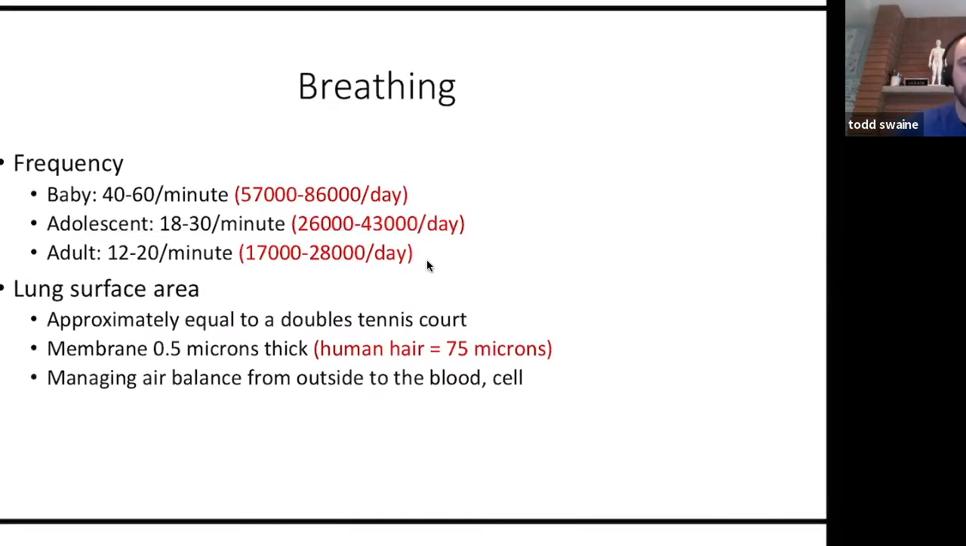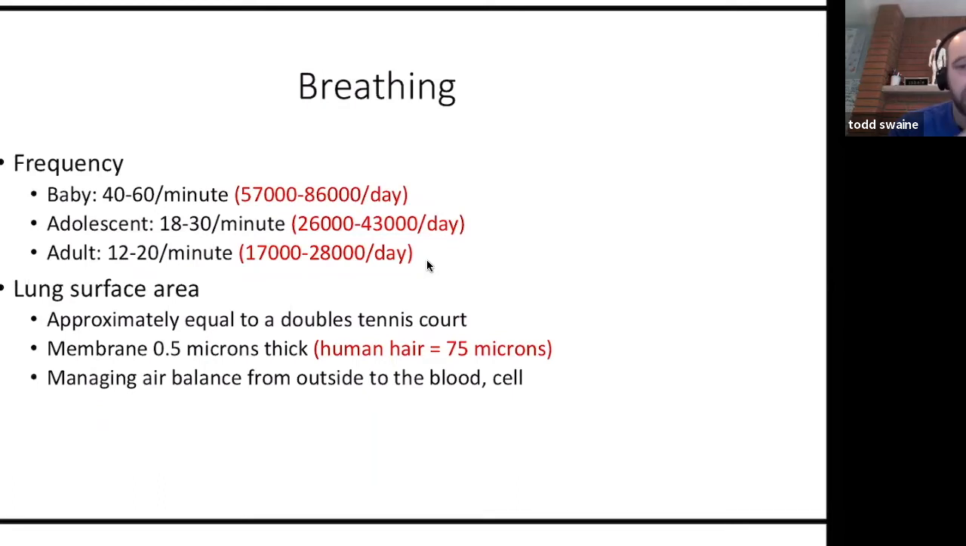now we need to look at how often the human body is going to be essentially doing this on average. A baby is 40 to 60 times a minute. That's 57,000 to 86,000 times a day. An adolescent, 18 to 30 times per minute. We're looking at 26,000 to 43,000 repetitions per day. An adult, 12 to 20, 17,000 to 28,000 times a day that these are happening, and regardless of the posture that you're in.